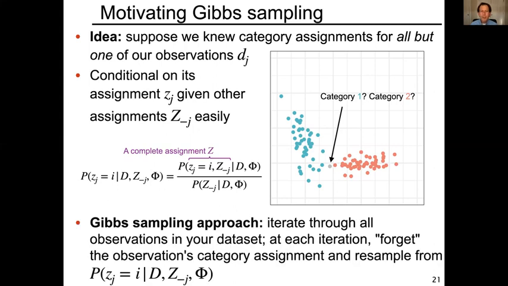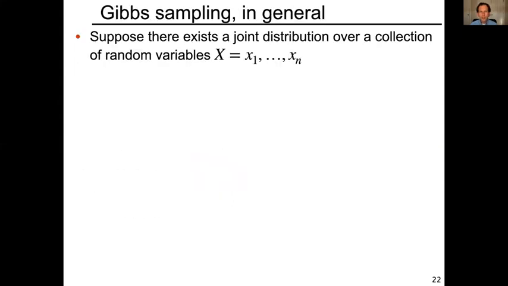The Gibbs sampling approach is to take this idea and use it exclusively in stochastically searching and visiting the different possible assignments of collections of data points to classes. We iterate through all the observations in our data set, and at each iteration, we forget the category of the observation that we're focusing on for the moment, and we resample it from this conditional distribution, given all of the other assignments.